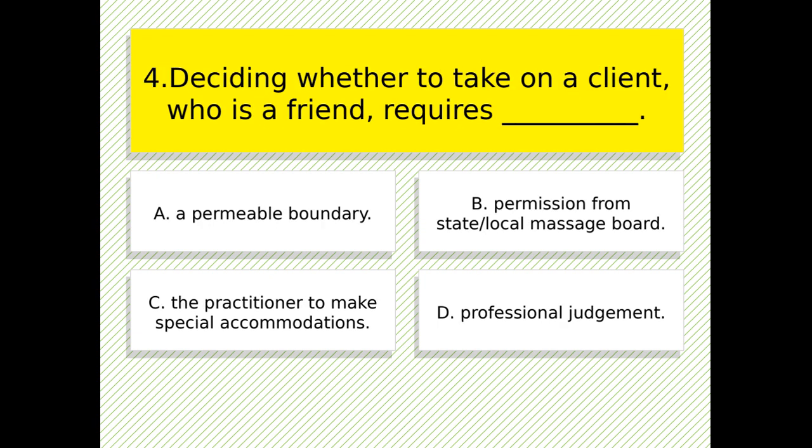All right. Deciding whether to take on a client, number 4, who's a friend, requires what? Yep. So everybody got it right. So it's that boundary. You want to have that boundary between you and your client, because permission from a state or local board, none of that requires that. To take on a client who's a friend, you just want to make sure you have that boundary.